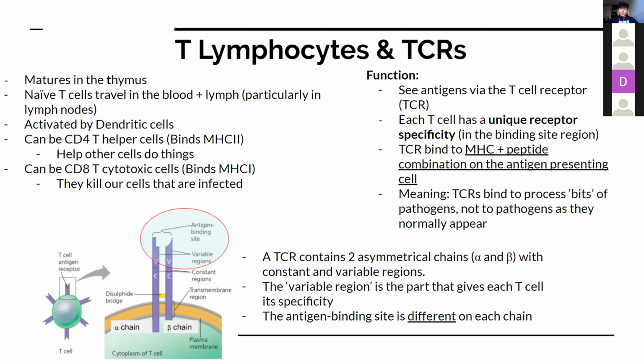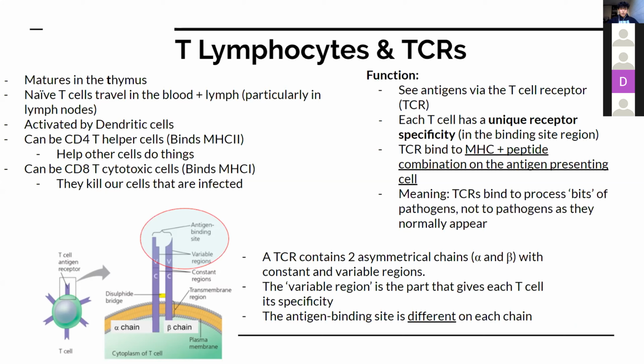So the functions are to see the antigens via T cell receptors, and each T cell has a unique receptor specificity in the binding site region. And the T cell receptor binds to the MHC peptide combination on the APC, which means that they bind to processed bits of pathogens and not to pathogens as they normally appear. So this is why your CD8 cytotoxic cell is not the same as a macrophage or a neutrophil in that sense. It's not just going to see a pathogen and kill it. It needs to have presentation to it before it can then kill it.